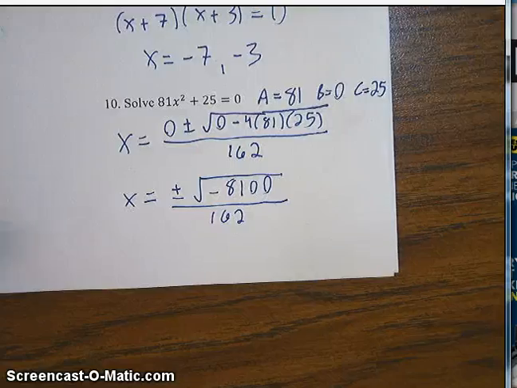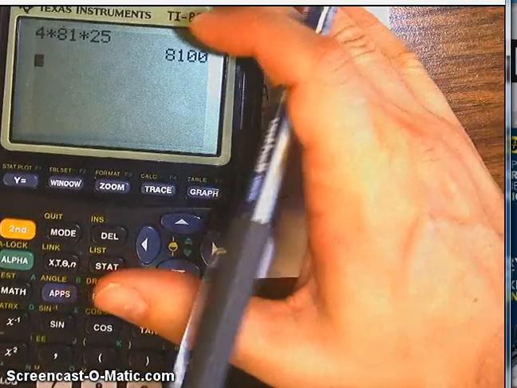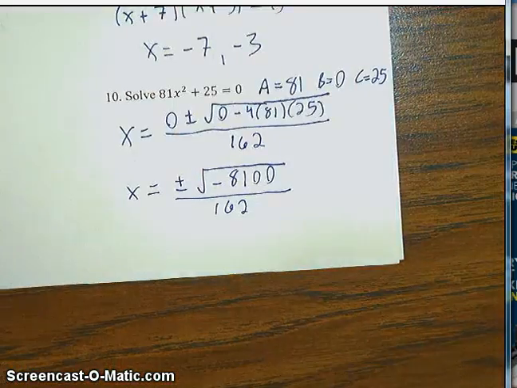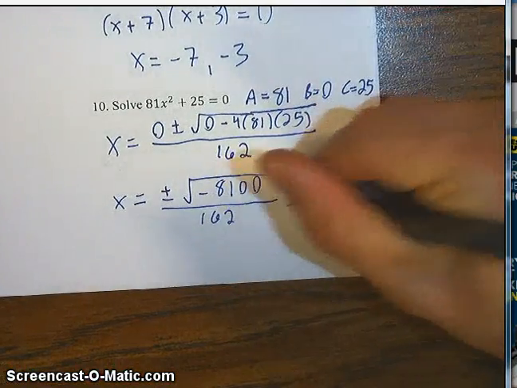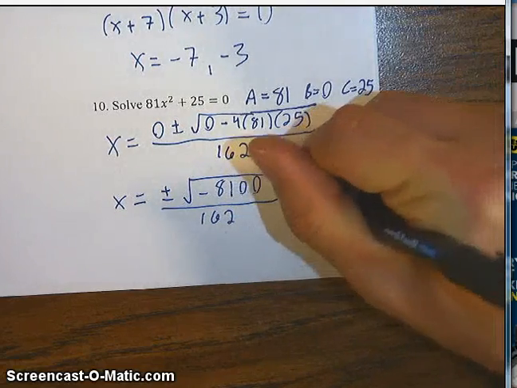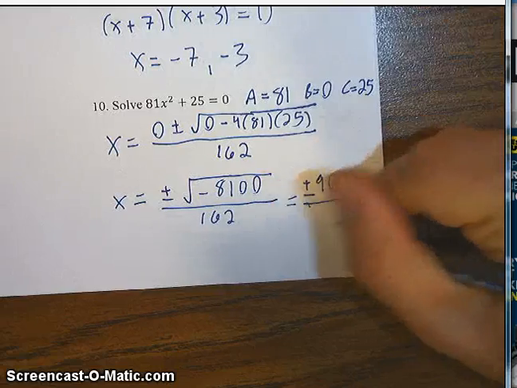Let's see, 8100, is that a perfect square root? I don't actually know. Square root of 8100 is 90. Okay, so check it out. Since it's negative, this is going to reduce to 90i, positive and negative, all over 162.